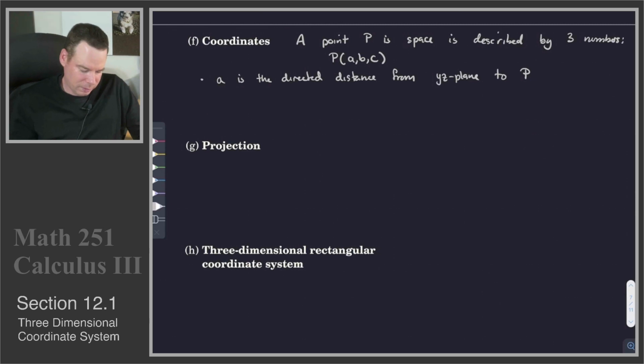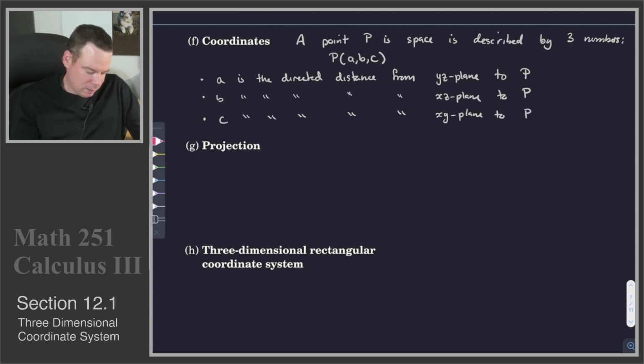A is the directed distance from the YZ plane to P. B is the directed distance from, so these are just ditto marks, meaning just repeat the word that's above, down below here, B is the directed distance from the XZ plane to P. And C is the directed distance from the XY plane to P. And by directed distance, I mean there's a direction associated with this.